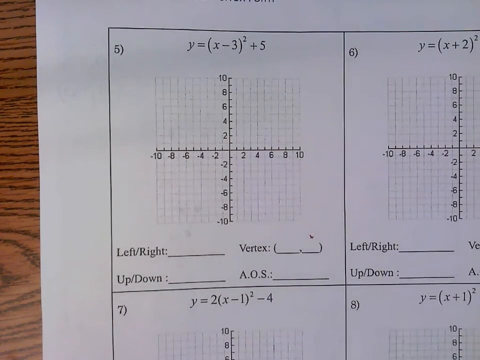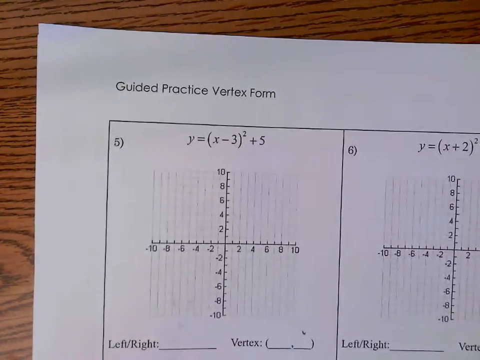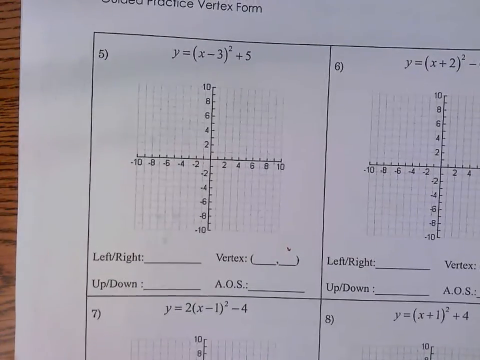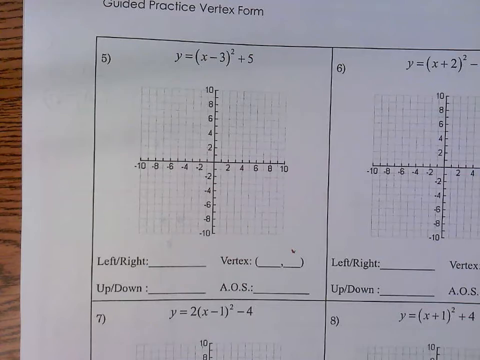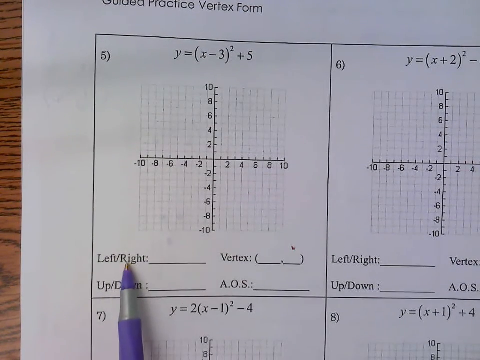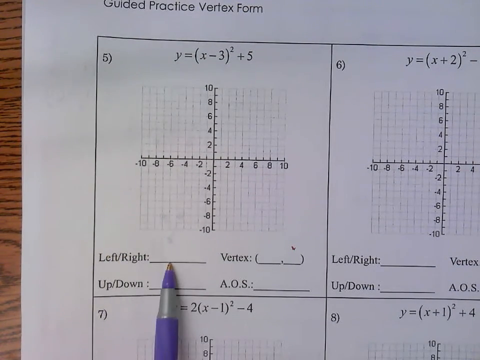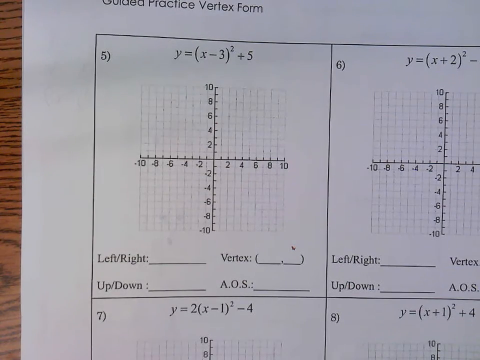This is going to review your transformation rules for those of you who might want to redo that quiz. So I'm asking you some questions down here. Do you go left or right and how much? Up or down and how much? So what would you say?